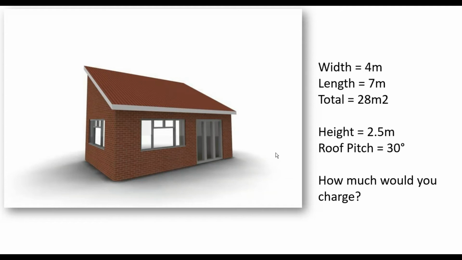The parameters and the dimensions of the job: it's going to be a lean-to extension, 4 meters wide and 7 meters in length. So we've got about 28 square meters worth of building. The height of the walls is going to be around 2.5 meters, and we're going to put a 30-degree pitch on the roof. So I guess it's a question of how much would you actually charge on this job.